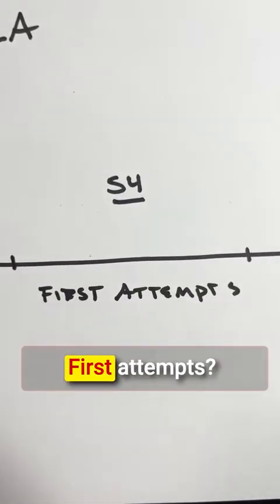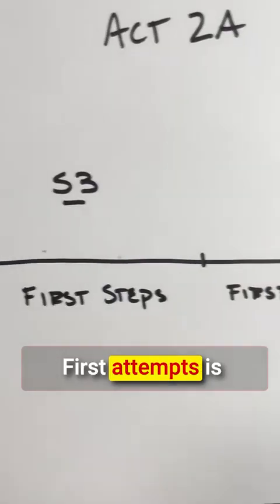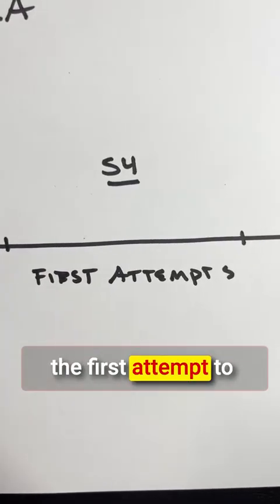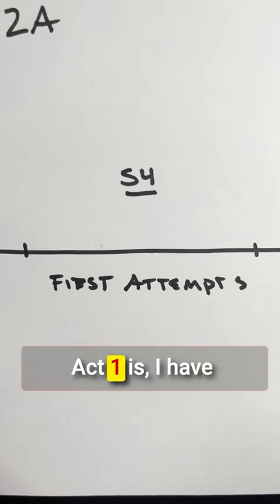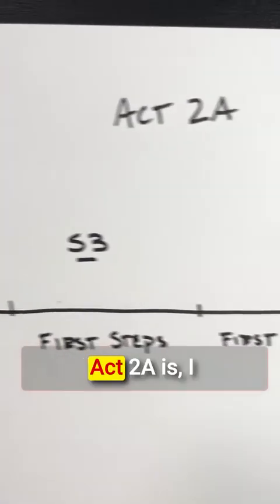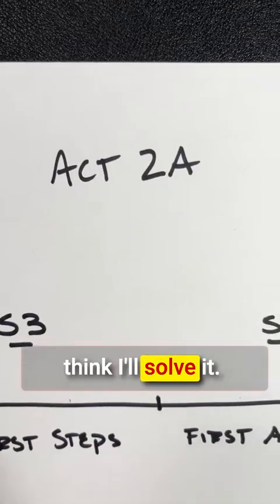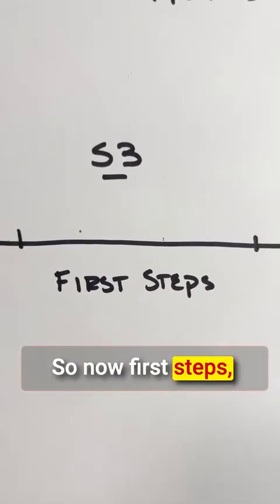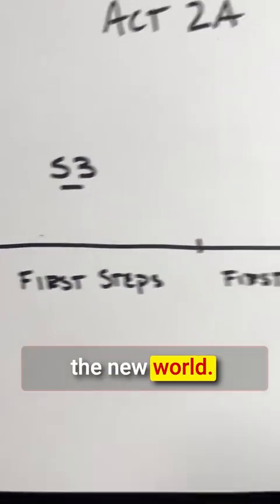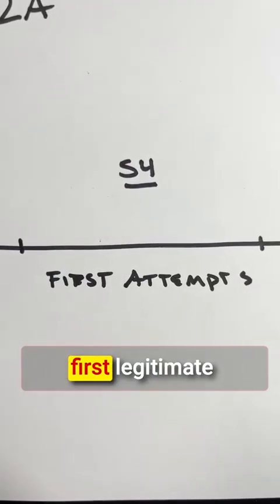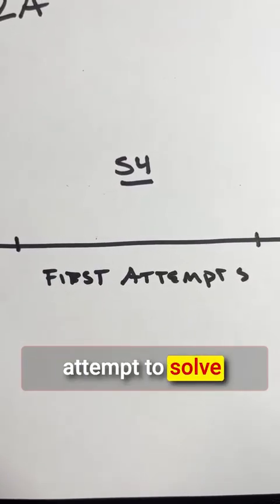But then what's first attempts? First attempts is the first attempt to solve their problem. Act 1 is: I have a problem. Act 2A is: I think I'll solve it. So now, first steps: explore, map out the new world. First attempts: the first legitimate attempt to solve their problem.